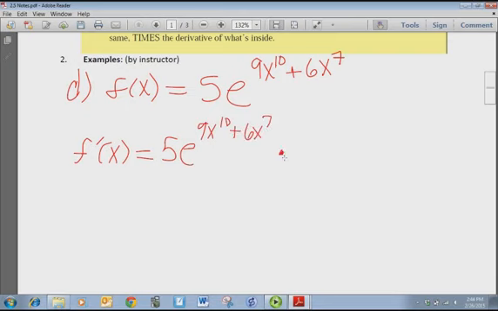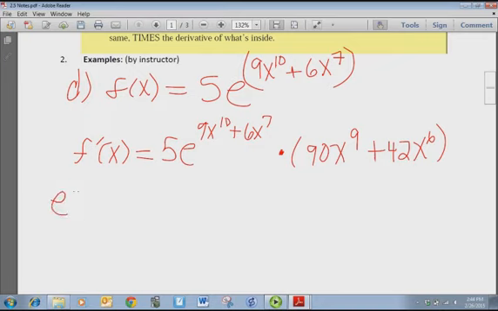Now we need to multiply what's on the inside. In this case, your inside is your exponent here. So the derivative of that exponent would be 90x to the 9th power plus 42x to the 6th power. And that's it.